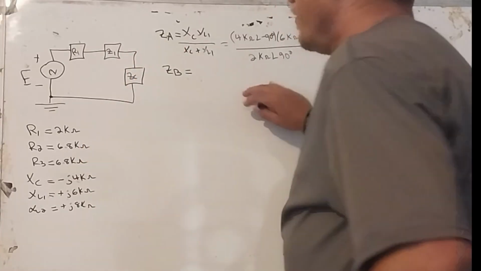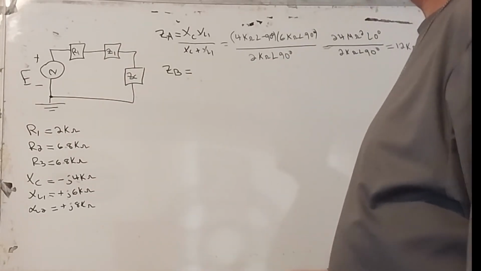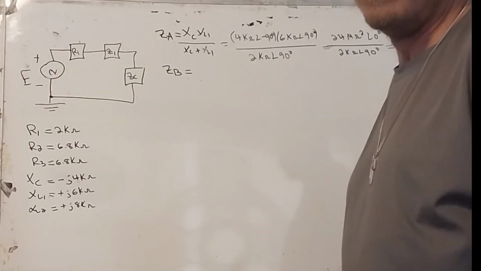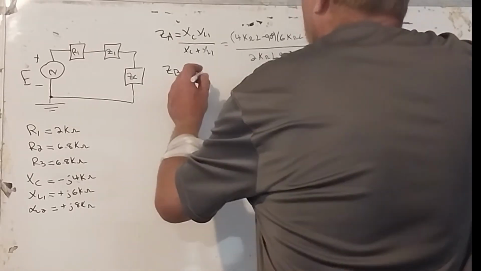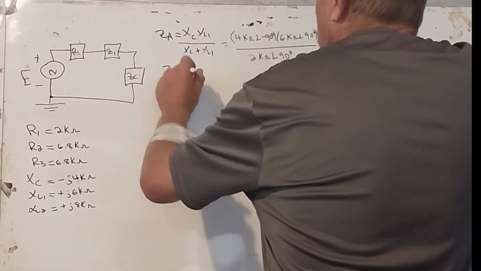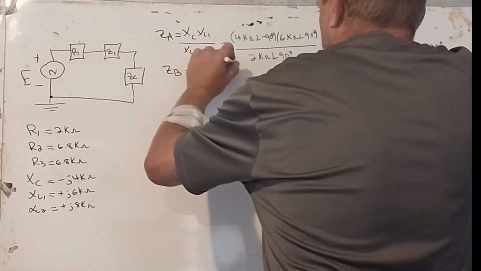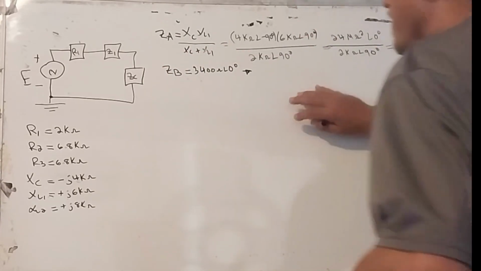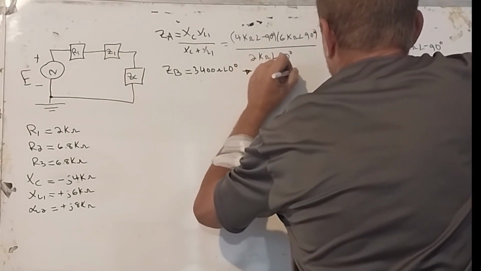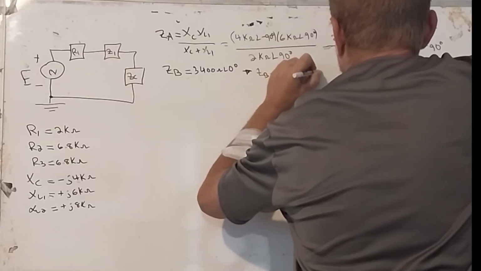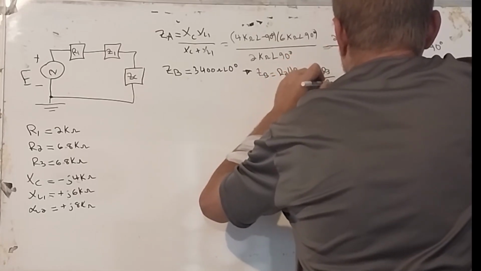But Z sub B is R2 in parallel with R3. Now remember what I said about two values that are the same and in parallel, they'll be half. So the 6,800 ohms can actually be reduced to 3,400 ohms, and I'll show that. Z sub B is equal to 3,400 ohms at an angle of 0 degrees. So Z sub B is equal to R2 parallel with R3, which is R2 times R3 divided by R2 plus R3.